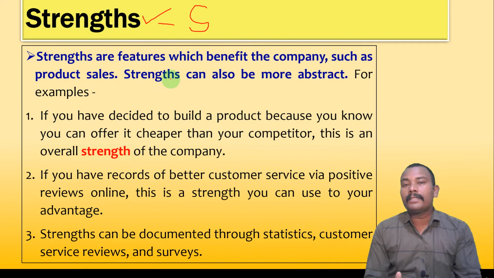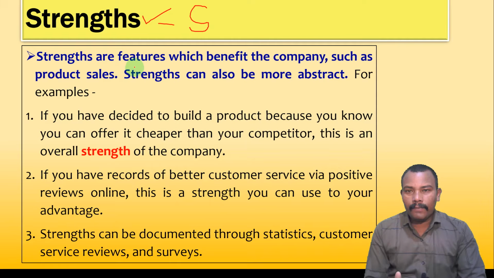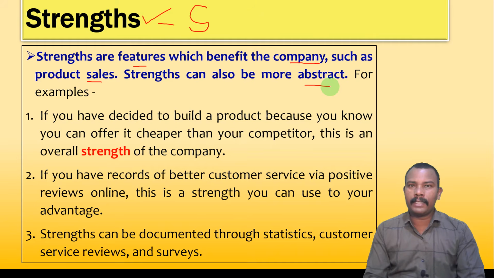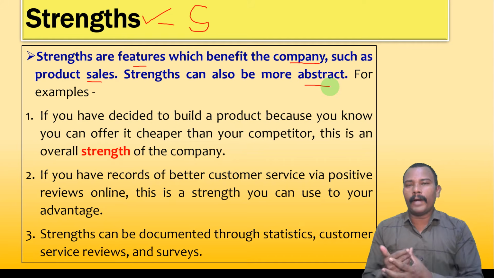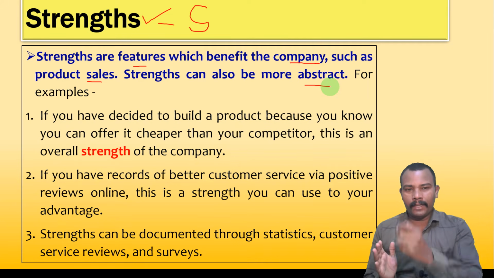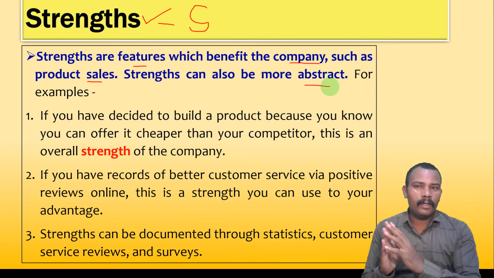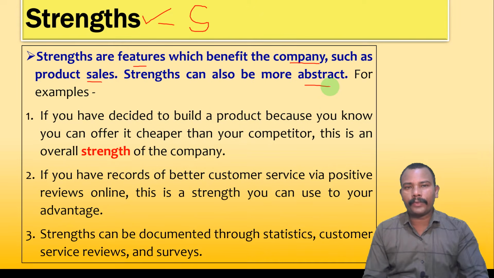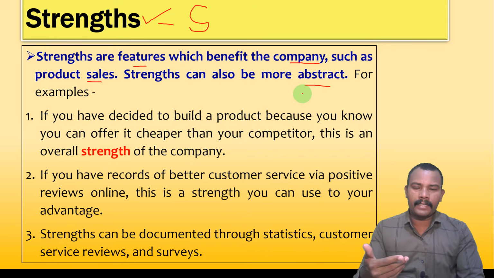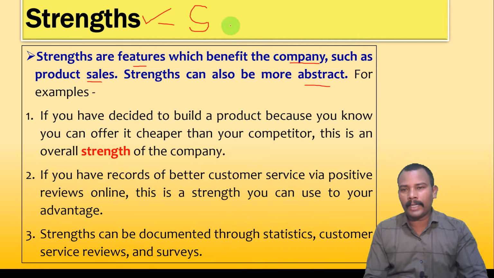S stands for strengths. Now strengths are features which benefit the company, such as product sales. Strengths can also be more abstract. It is very easy to understand. Strengths are positive things. What are your positive points? You have to jot down all the positive points, and strengths are the positive points. Even there can be abstract strengths. I am going to explain that with the help of examples.